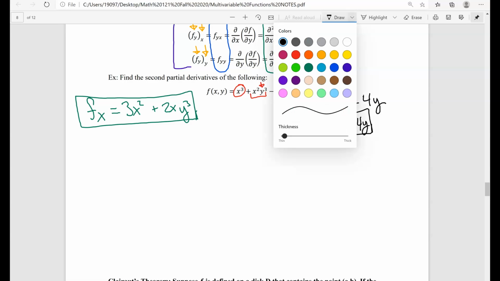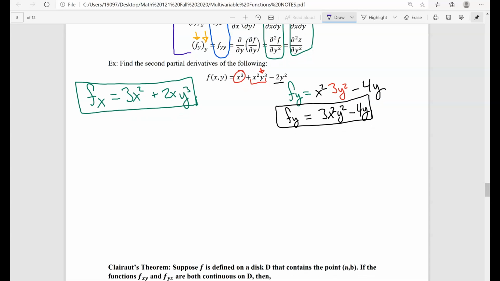Now we're not done, because we want the second partial derivatives. We're going to take the derivative of f sub x, and now I'm going to take another derivative, but with respect to x. I'm going to use the thing that I got in green to take the derivative again with x. The first term is going to be 6x. Notice y cubed stays as a constant, and the derivative of 2x is just 2. So this is the second derivative with respect to x.